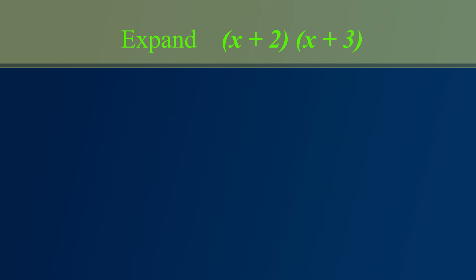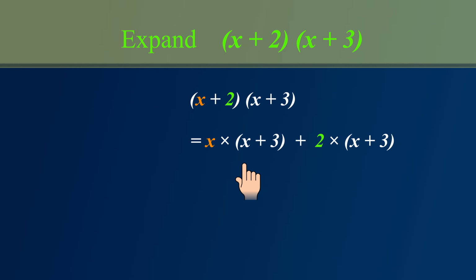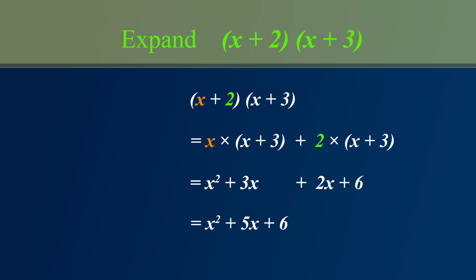Now let's expand a quadratic expression. We'll do a long way and then a quick way. Here's the long way. x plus 2 is multiplied by x plus 3. What this means is that x is multiplied by x plus 3 and 2 is multiplied by x plus 3. So x times x is x squared, x times 3 is 3x, 2 times x is 2x, and 2 times 3 is 6. Now we simplify. x squared plus 5x plus 6.